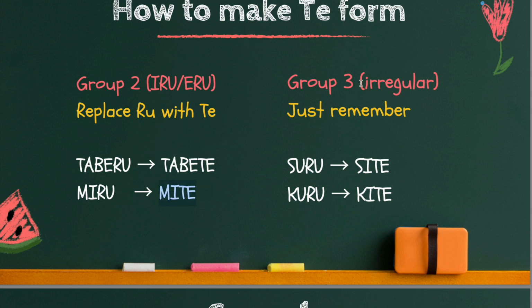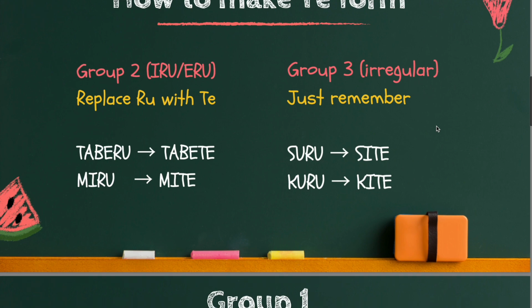Group 3, irregular group. For this one, just remember, suru becomes shite, kuru becomes kite. So in the later exercise, you need to know this rule. So take a screenshot or take a memo so that later you can look at this rule.